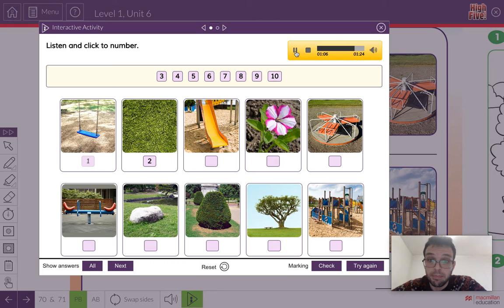9. I can play on the climbing frame in the park. So number 9. I can play on the climbing frame. Which picture is number 9?